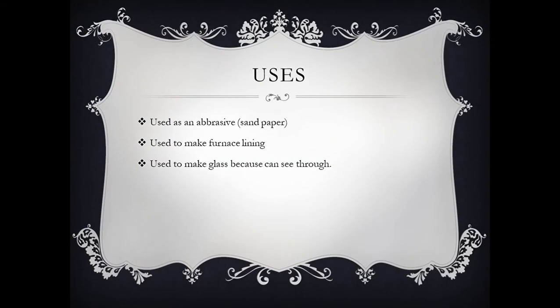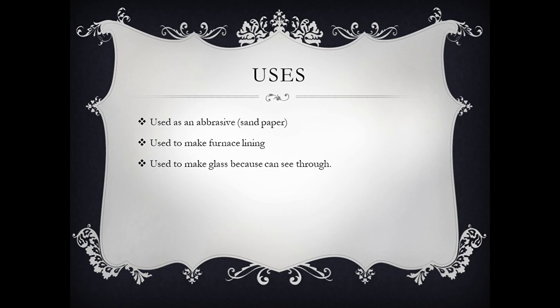Then comes the uses of silicon oxide. Silicon oxide is used as an abrasive. What's an abrasive? Something that is used to scratch things out. Sandpaper. It's used to make furnace lining. Used as an abrasive or sandpaper because it's hard. Used to make furnace lining because of its high melting point. A furnace is where there's higher heat energy, so things could melt. So it's used to make furnace lining because of the high melting point and boiling point.